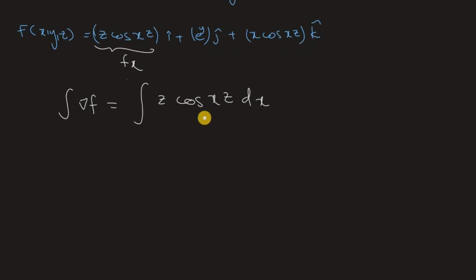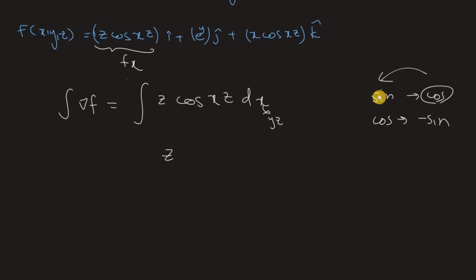So if you integrate this with respect to dx, which means y and z are constant over here, this is a constant, it's going to stay over there. And what's the integral of cosine? If you take the derivative, the derivative of sine is cosine, and the derivative of cosine is negative sine. But here we already have the cosine, and we want to undo it, so we're going to go in the inverse direction.